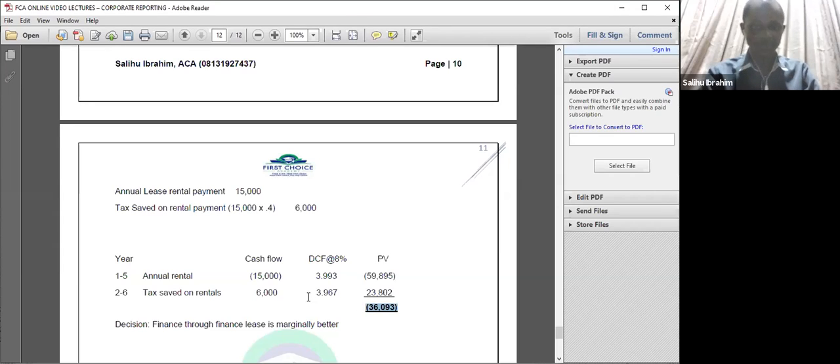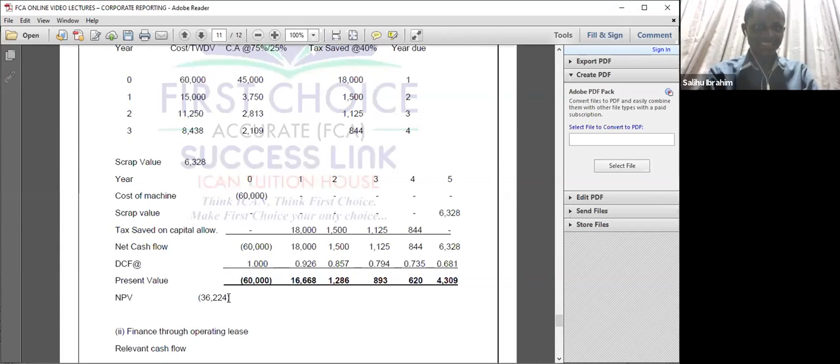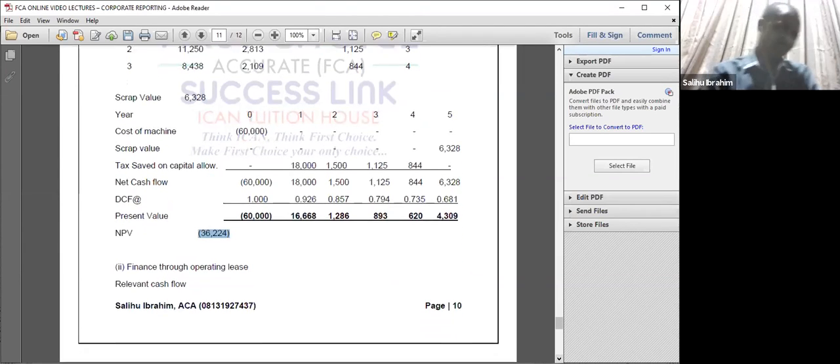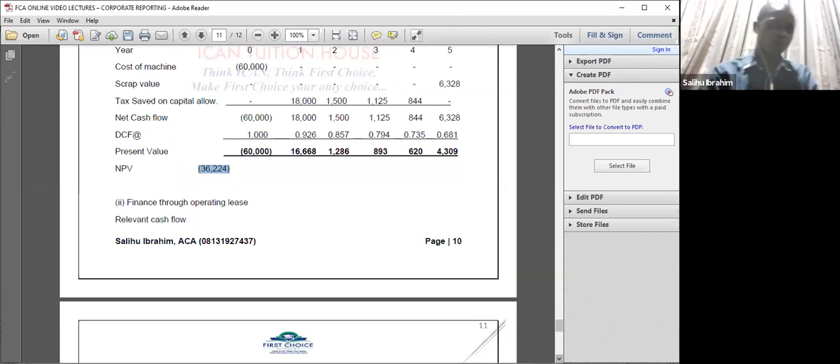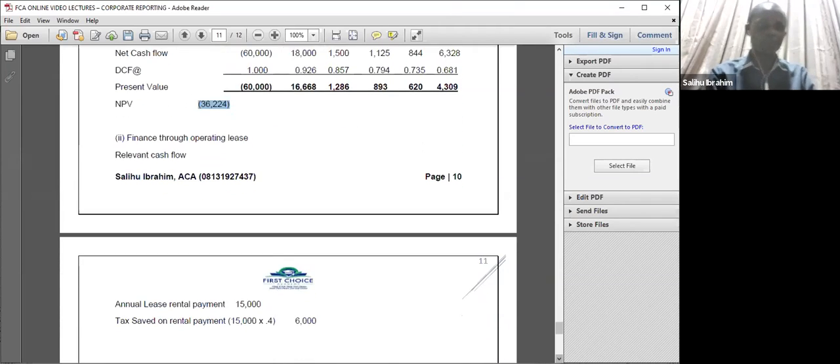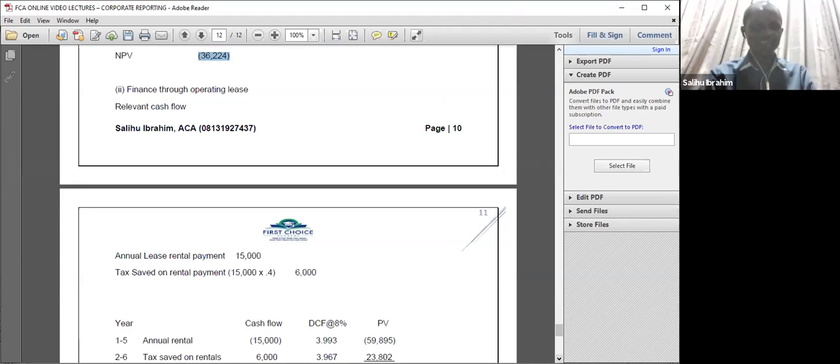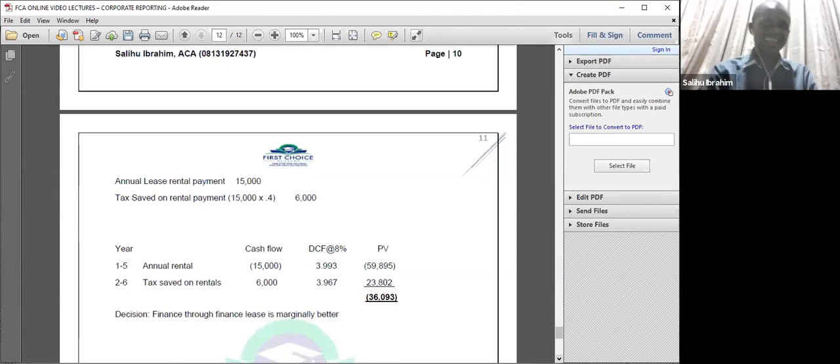Of course, 36,000 is 093. If we finance using bank loan, it is 36,224. So which one is better? I will conclude that because the PV of cost of financing through bank loan is higher than the PV of financing through operating lease, then it is better to finance the acquisition of the machine through operating lease.